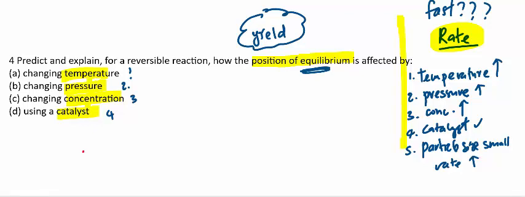Okay, write this down. The yield will only affect a reversible reaction. Can you all understand? It will only affect a reversible reaction. So let's say the reaction is non-reversible. If you change it, you won't affect the yield. You only affect the rate. Okay?